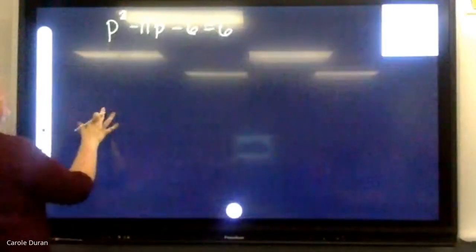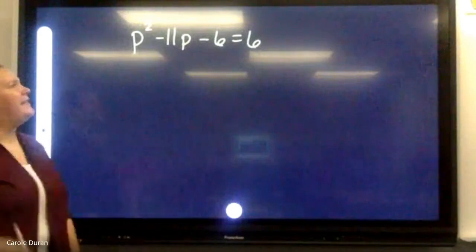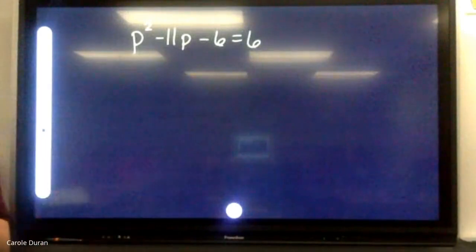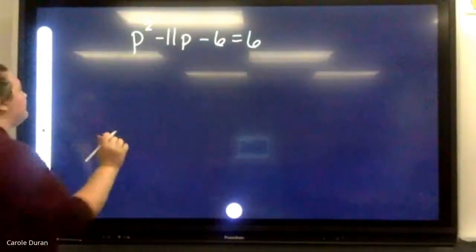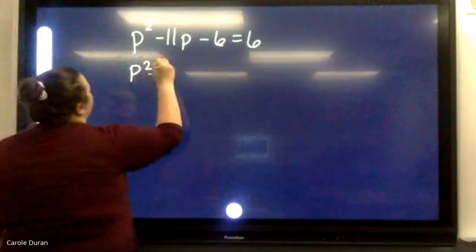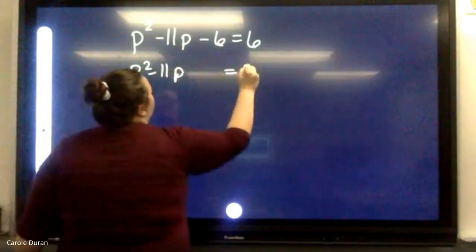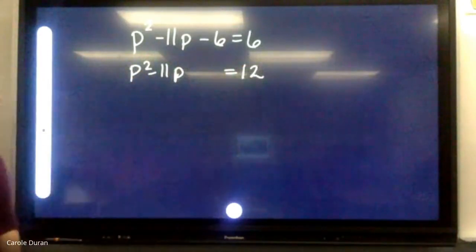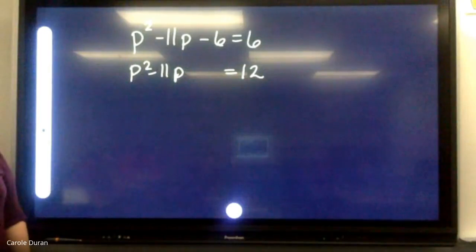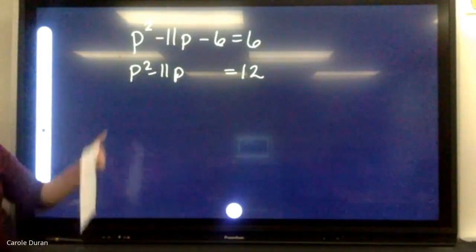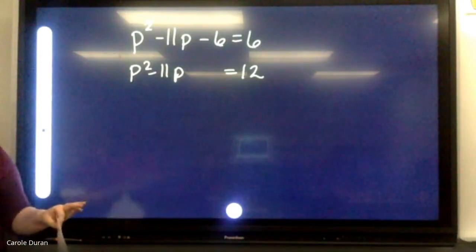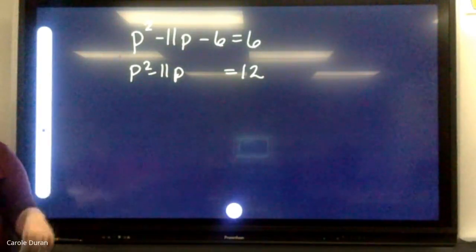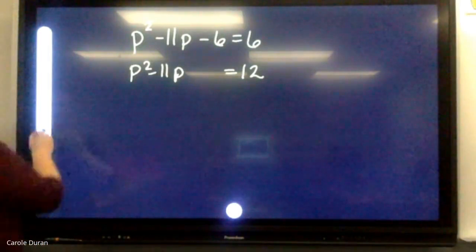Okay, so the example we are starting with is p squared minus 11p minus 6 equals 6. Hannah, what do I do? Add the 6 over, which gives me 12. Briar, what do I check for next? There's nothing in front of the p squared. Right? Yes. Okay, there's nothing in front of my p squared, so I do not have to divide anything out, which means I can jump directly to completing the square.